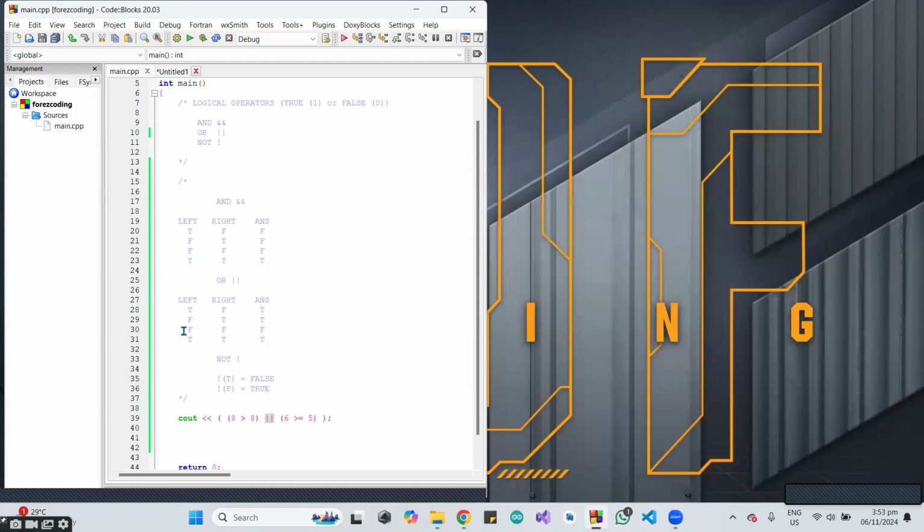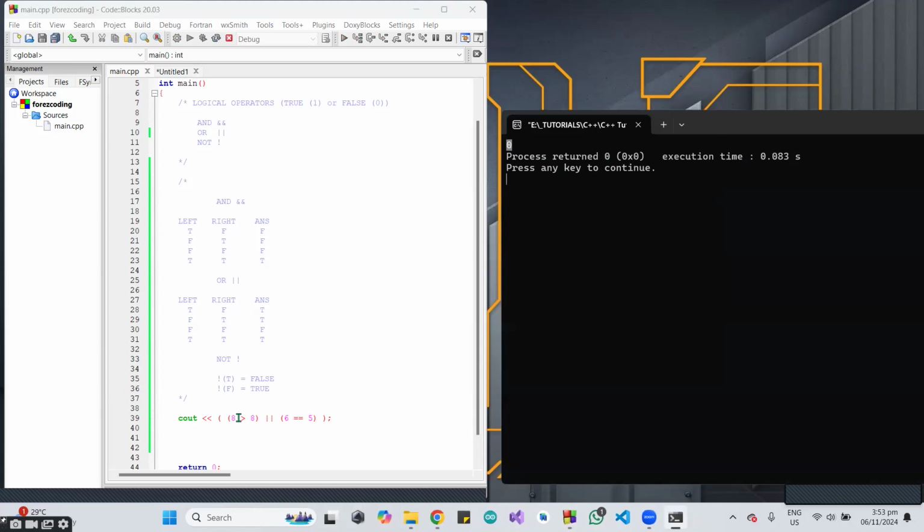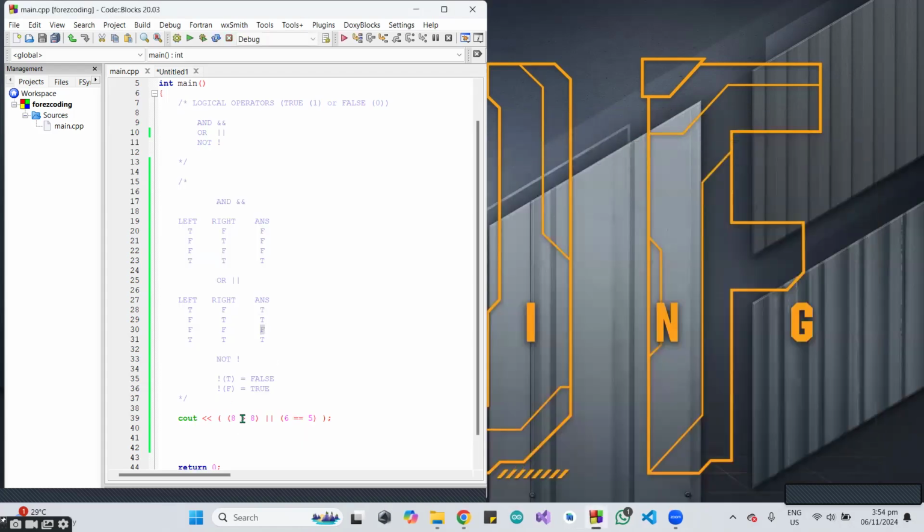Okay, so let's make it both false. So this is false, and let's make this also as false. So let's run the program. So we will get the final answer as false because 8 is greater than 8 is false, or 6 is equals to 5, that is also false. Therefore, the final answer is false. But if we make both operands as true, so let's add here equal sign, and this is not equal to 5. So let's try this one.